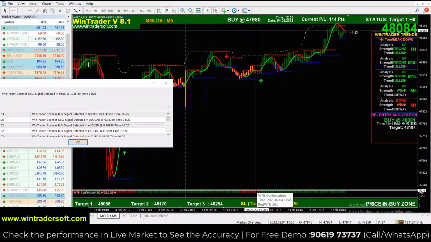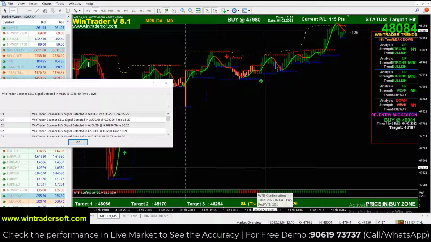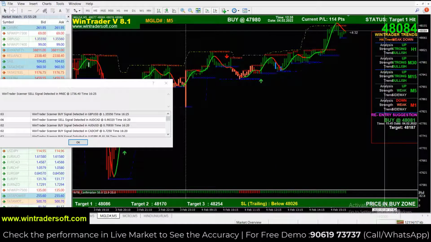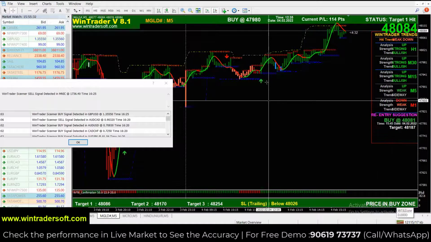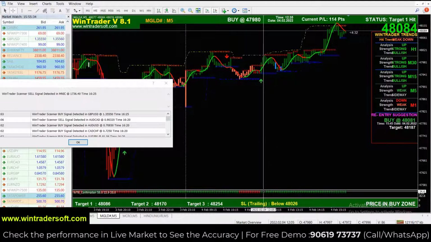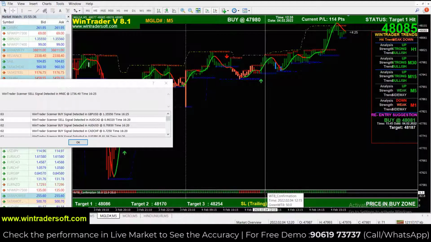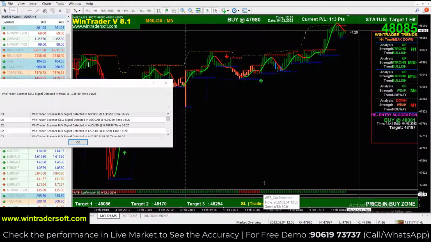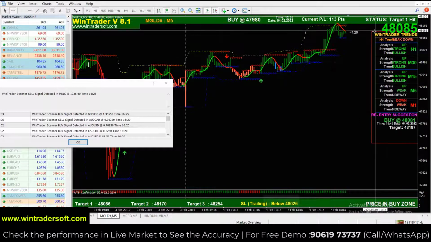First you have to wait for the arrow to come. If it is a buy signal, then below it will show price in buy zone. The first confirmation will show here like price in buy zone, and the second confirmation is below the arrow, the bar. The bar should be in the same color as the signal. If it is a buy signal, then the bar should be in green color. If these two parameters are confirmed, then you can directly take the position.